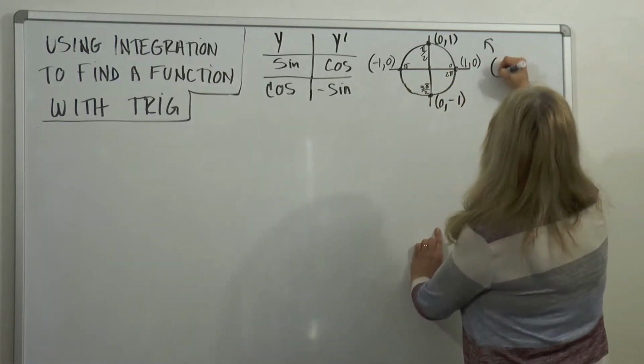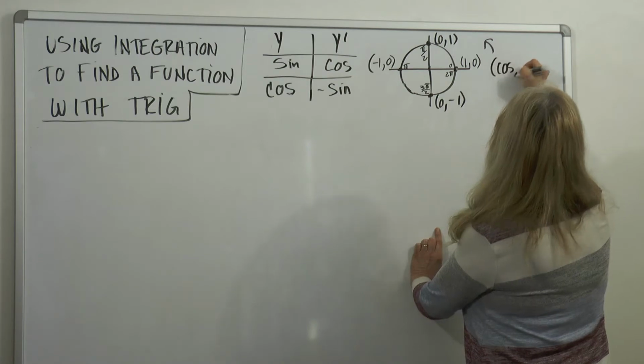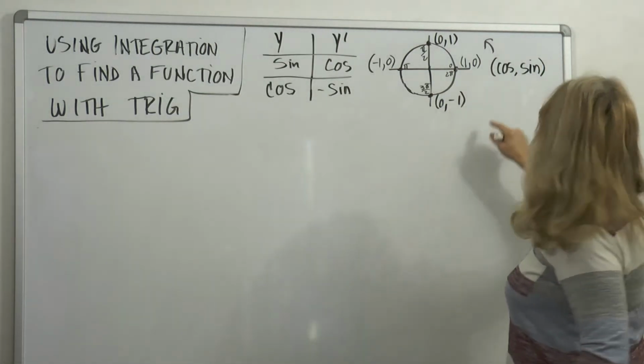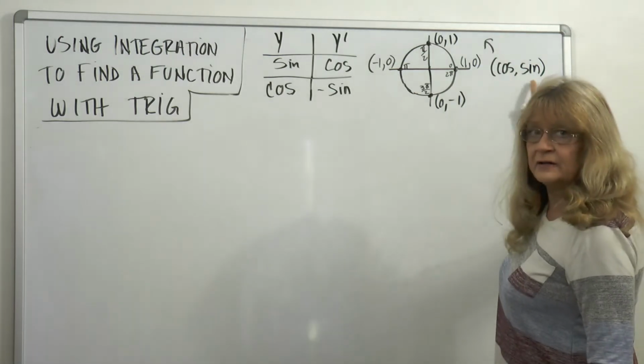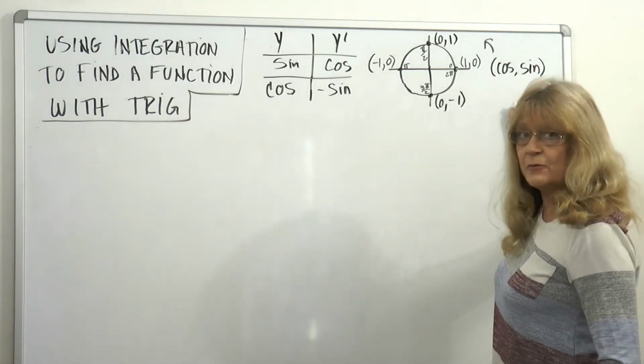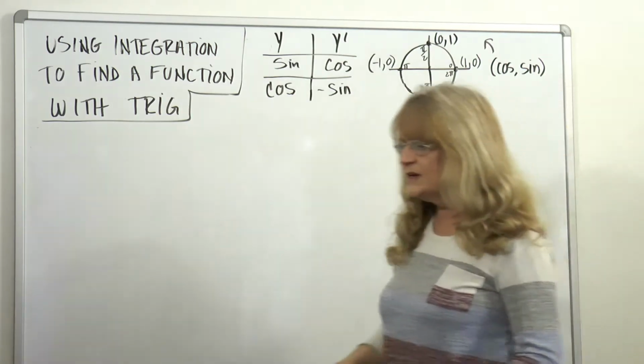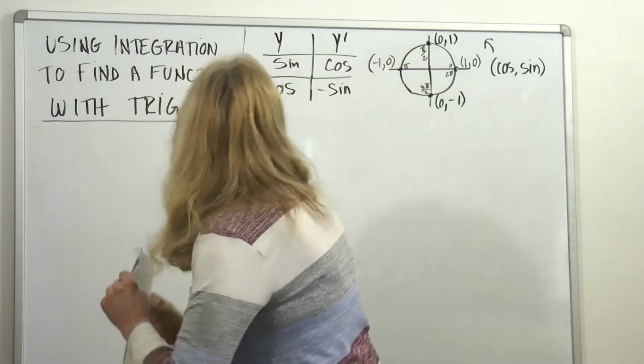Then the other thing I'm going to put is that, remember, the ordered pairs, the xy value, are cosine and sine. Cosine is the x value, sine is the y value of any point on that circle. Okay, so once we have these, it's not too bad.